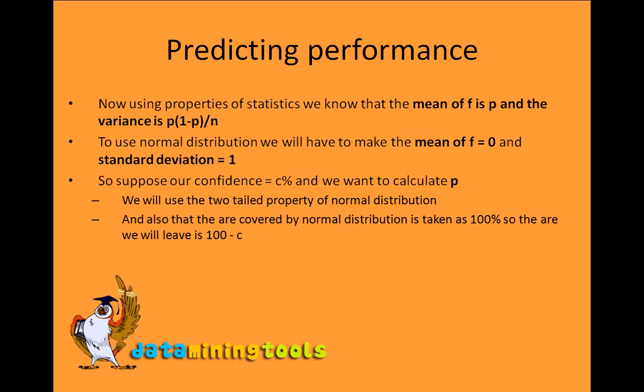So suppose now that our confidence percentage is given to us and it's C. Now a normal distribution graph is basically a two-tailed graph, so we'll be using its two-tailed property to get the appropriate range of p. Also, if we represent the entire area under the normal distribution curve by 100%, and our confidence is C, we will have to leave 100 minus C percent area of the normal distribution, and we'll be using this to get our value of p.